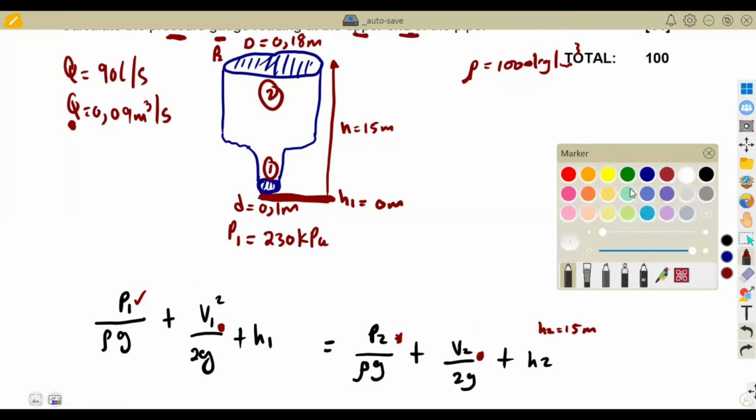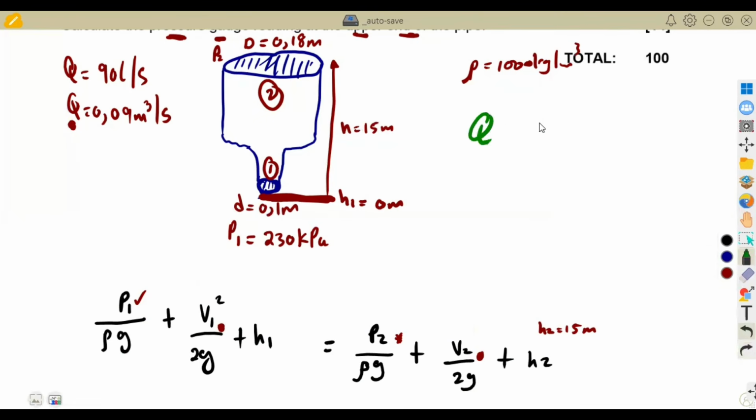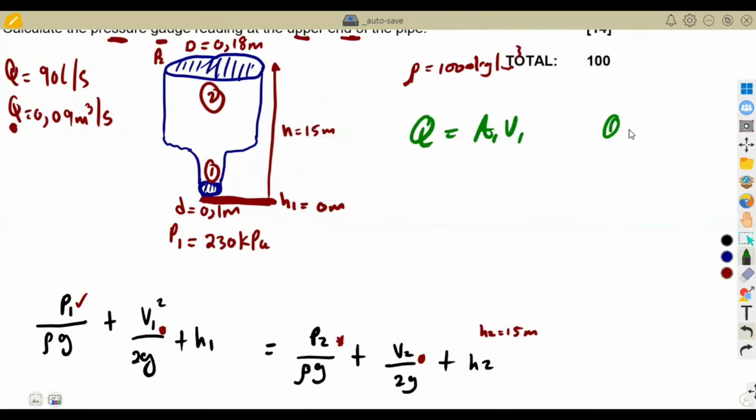So for our velocities, from the flow rate, we know that Q is equal to area 1 times V1. If it is for point 2, it's going to be Q is equal to area 2 times V2. So we know that area 1 at the base, with a diameter, it's a circular one, is going to be pi d squared over 4. This is d1, a smaller d. At the top, you're going to use capital letter D, depending on how you write it.